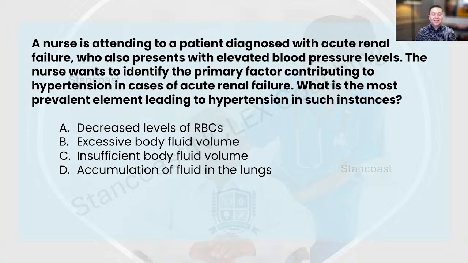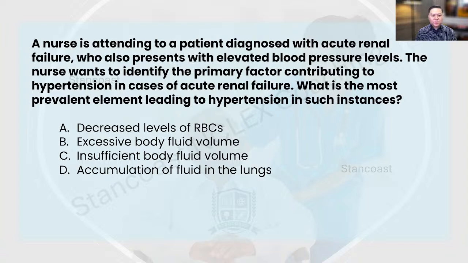Is it A, decreased levels of red blood cells? Is it B, excessive body fluid volume? Or is it C, insufficient body fluid volume? Or is it D, accumulation of fluid in the lungs? Right? Make up your mind. Take a pick. All right, time is up.